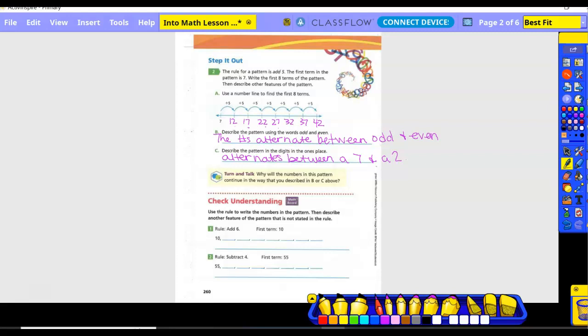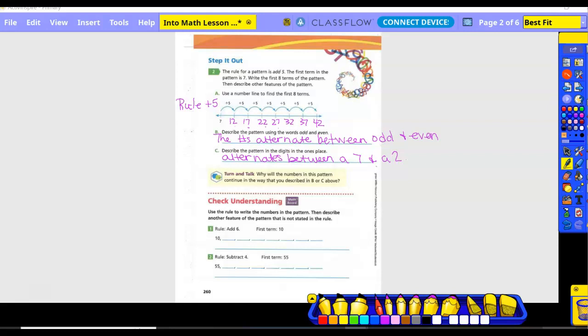So what would be our rule for this? Our rule would be what? What was our rule here, guys? Plus 5 or add 5. Check understanding. Use the rule to write the numbers in the pattern, then describe another feature of the pattern that is not stated in the rule.